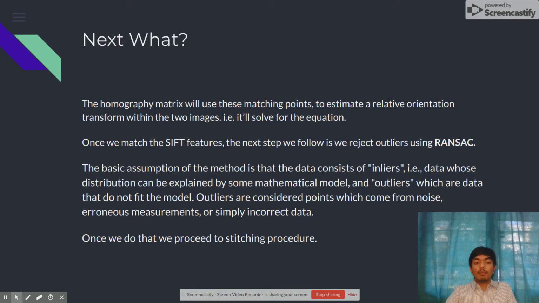Once we match the SIFT features, the next step is to reject outliers using RANSAC. RANSAC is a basic algorithm that has the idea that we contain inliers and outliers. Outliers are the points that do not fit the model or are basically noise. Once we remove those, we can improve the quality of the image stitching.